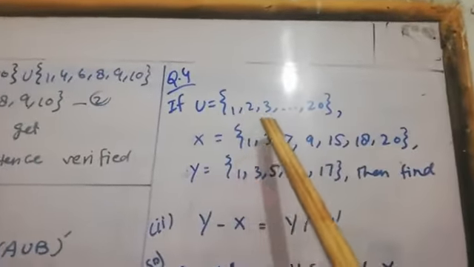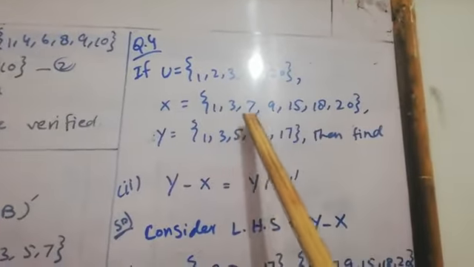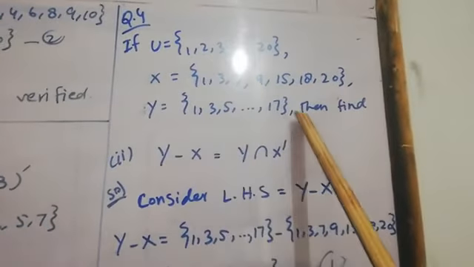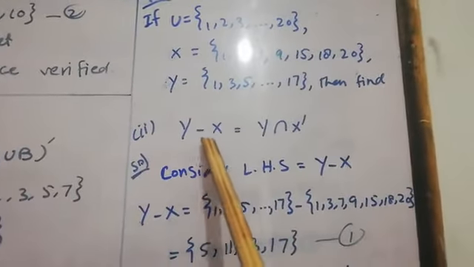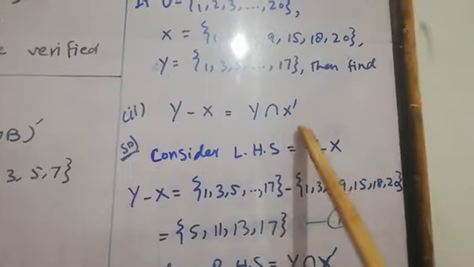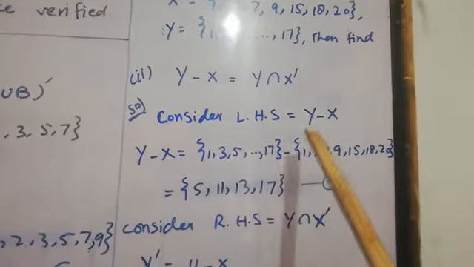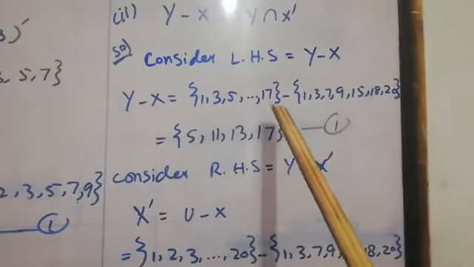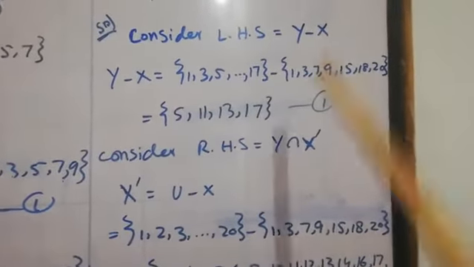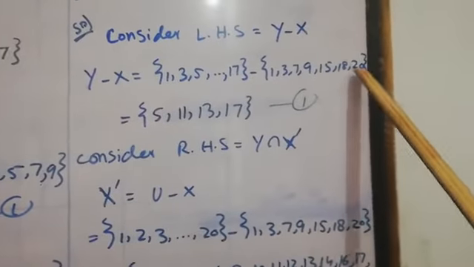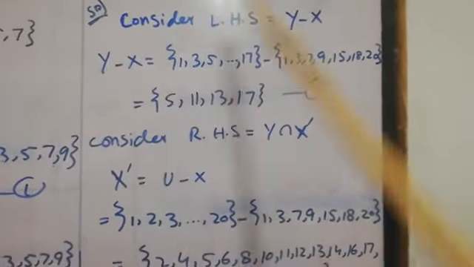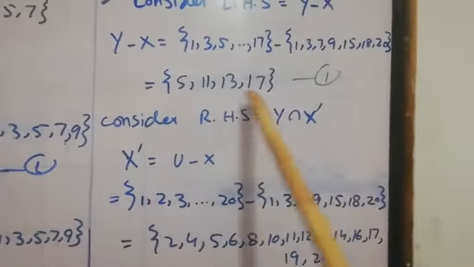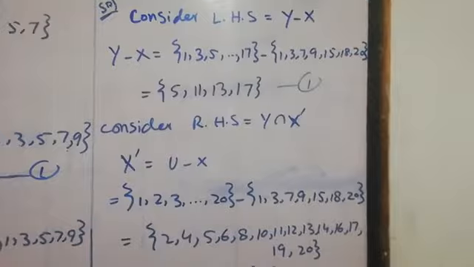If U equals 1, 2, 3 and so on up to 20, X equals 1, 3, 7, 9, 15, 18, 20 and Y is the odd numbers from 1 to 17, then we will prove that Y difference X equals Y intersection X complement. First of all, we will consider the left hand side, Y difference X. Y difference X means 1, 3, 5, 7 and so on up to 17, difference 1, 3, 7, 9, 15, 18 and 20. So we will take the difference. We will write the elements which are present in Y, not in X. These are the elements 5, 11, 13 and 17.